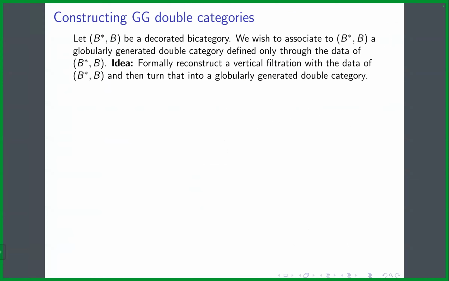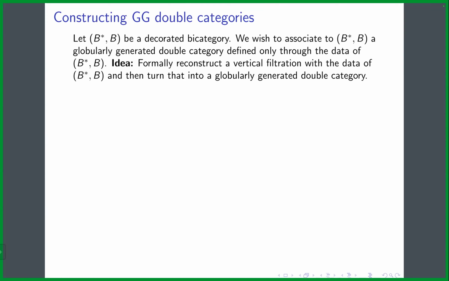Well, to solve this question, we need a way of constructing globularly generated double categories apart from taking the globularly generated piece of an already existing double category. So this is the free globularly generated double category construction. Suppose (B*, B) is a decorated bicategory. We wish to associate to (B*, B) a globularly generated double category defined only through the data of (B*, B).